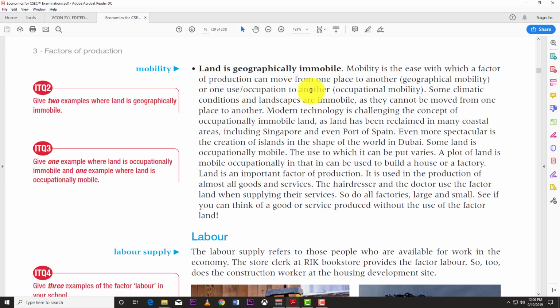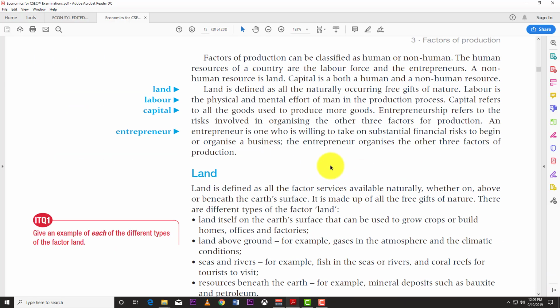What the book says here, mobility is the ease with which a factor of production can move from one place to another. Geographic mobility. But as you can see, land itself cannot be moved from one area to the next. So that's one other characteristic of land as a factor of production. It is geographically immobile. You cannot move land from one place to the next. So that's basically it for the factor of production, land.